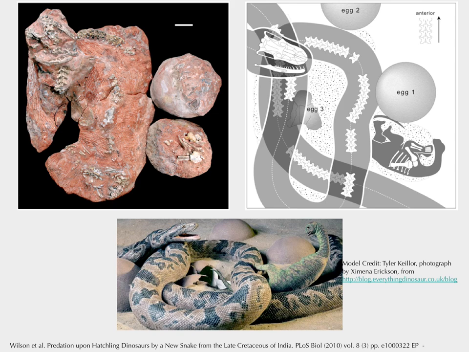Anyone famous, biggest snake? Who's heard of Oviraptor? What does Oviraptor mean? Right, egg thief. And it was found on top of a nest of eggs. And now I think actually it was on top of its own eggs.